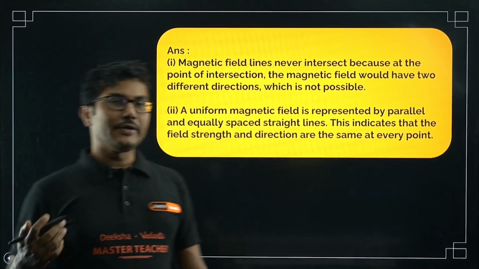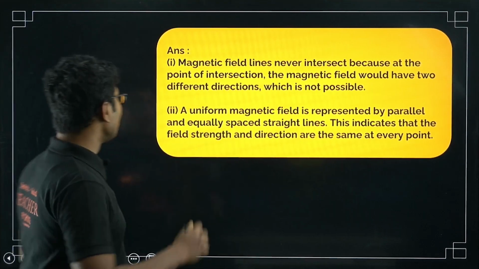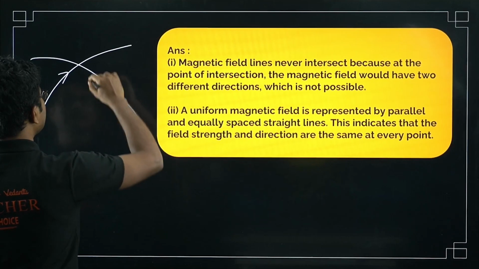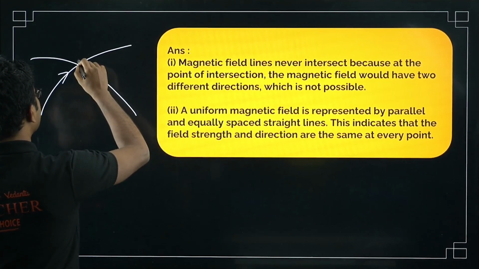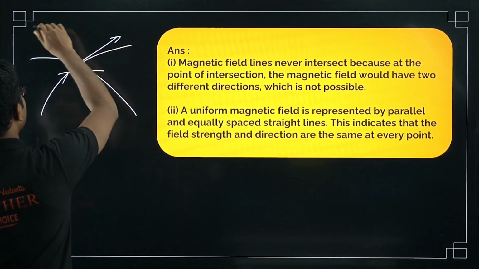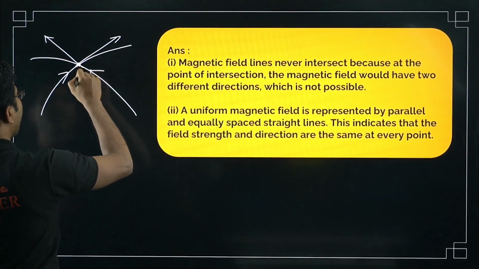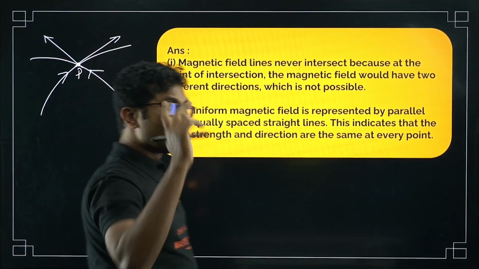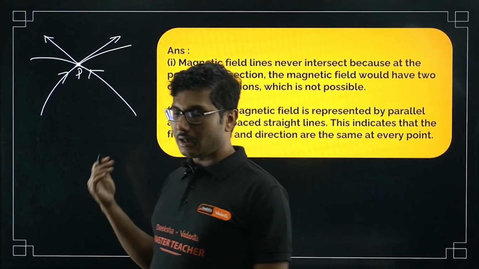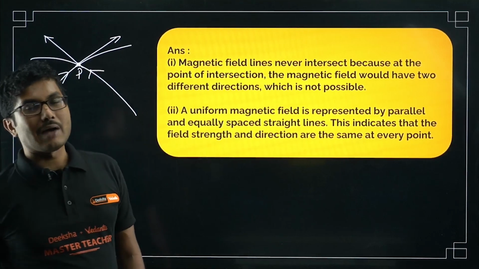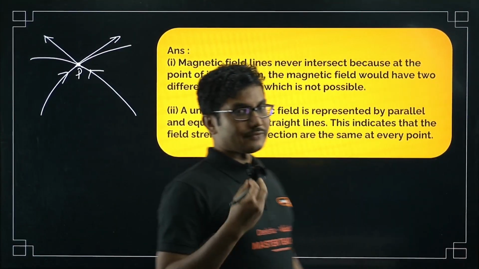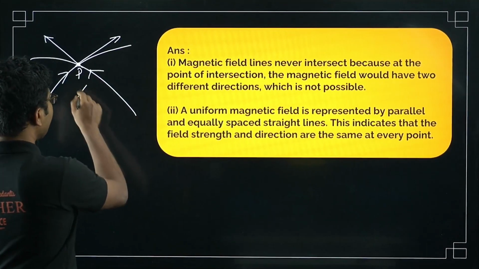So because of that, if two magnetic field lines intersect each other, suppose this is in this direction, and this is in this direction. At the point of intersection, you will get one direction along this line, one direction along that line. So at this point of intersection, you would have two distinct directions, which will violate the law that states that a magnetic field will have only one unique direction at every point. That is violated. So this is not possible.